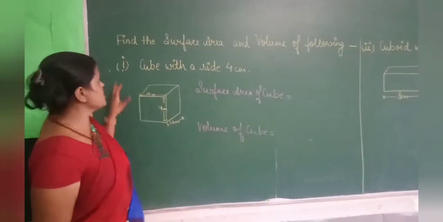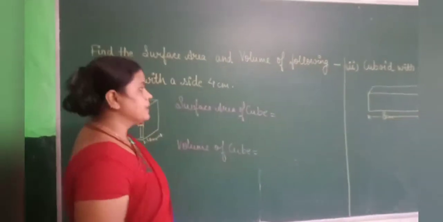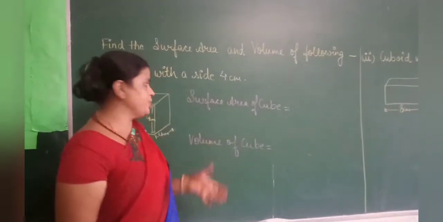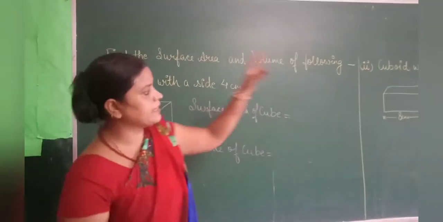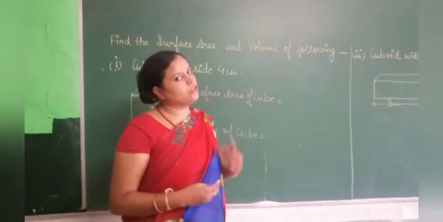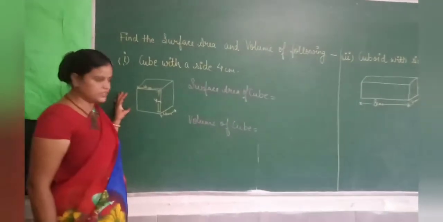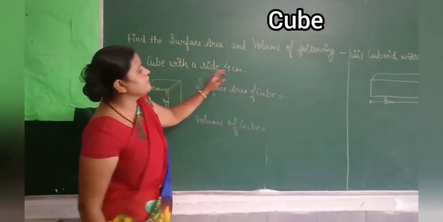Students, this is the question. Find the surface area and volume of the following. These are the solid figures given in front of you. This is a cube and that is a cuboid. You have to find the surface area and the volume of these two figures. Firstly, we solve the first one: cube with a side of 4 cm.